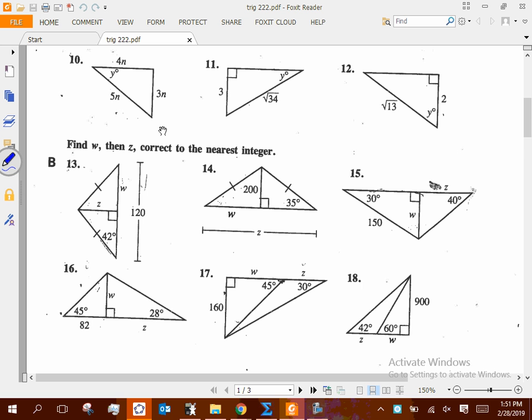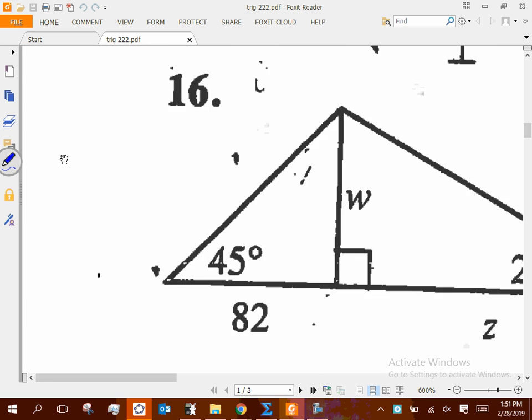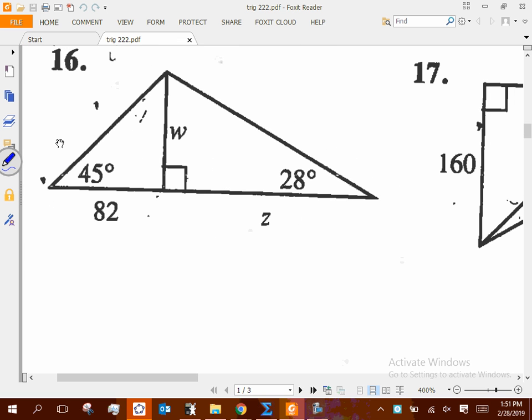Okay. So addressing number 16. You can tell me how you're going to do it. What are you going to do? Well, the triangle on the left is 45, 45, 90. That means W is 82. Okay. So 45, 45, 90 over here, right?